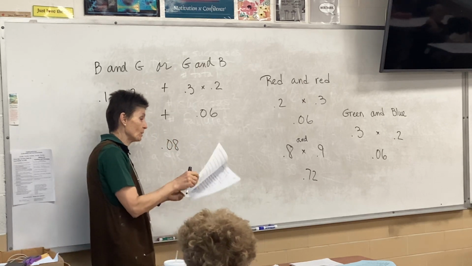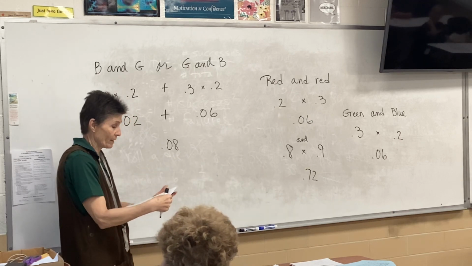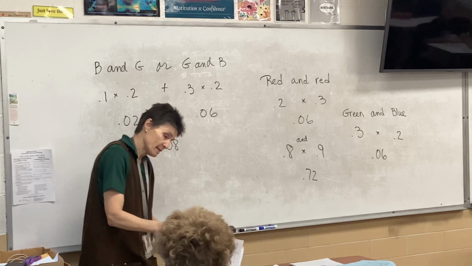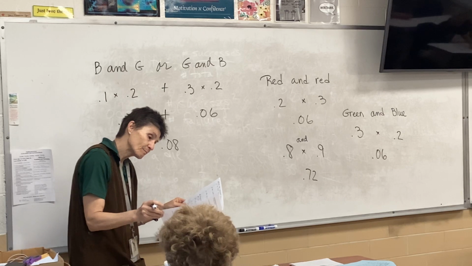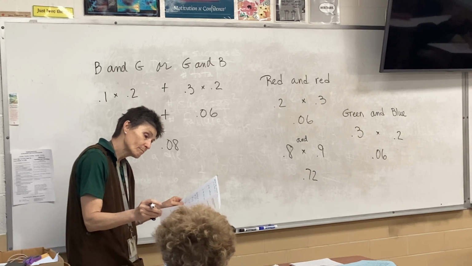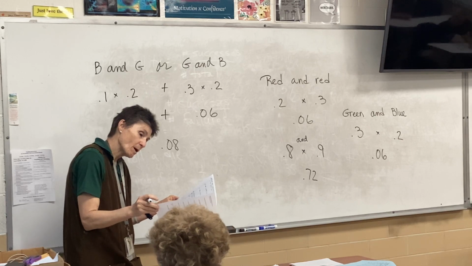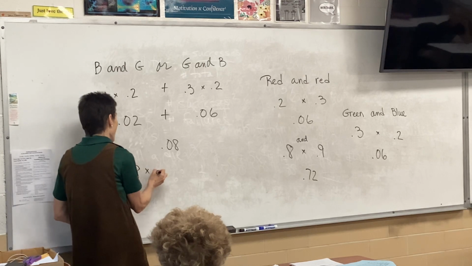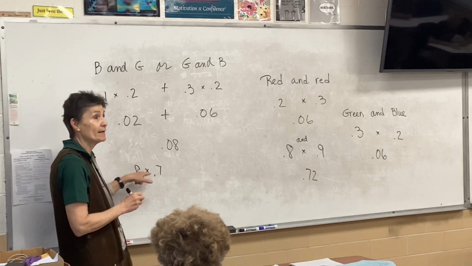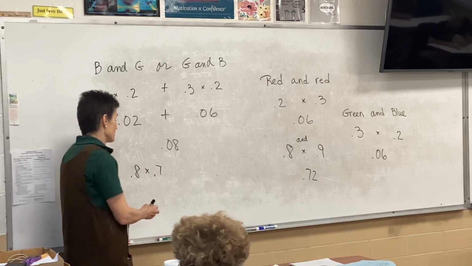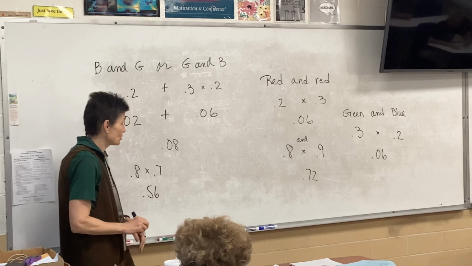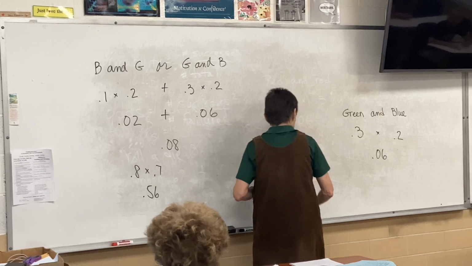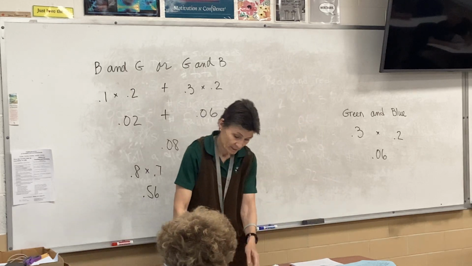A candy is chosen from each bag. What's the probability that neither will be red? Neither will be red. So what's the probability of not red from Maggie? 0.8. And the probability of not red from Elizabeth? So 0.8 times 0.7, because I want not red and not red. So 0.56. Watch your decimal points. If you are multiplying in your head, and that's absolutely fine, just be careful with your decimal places.